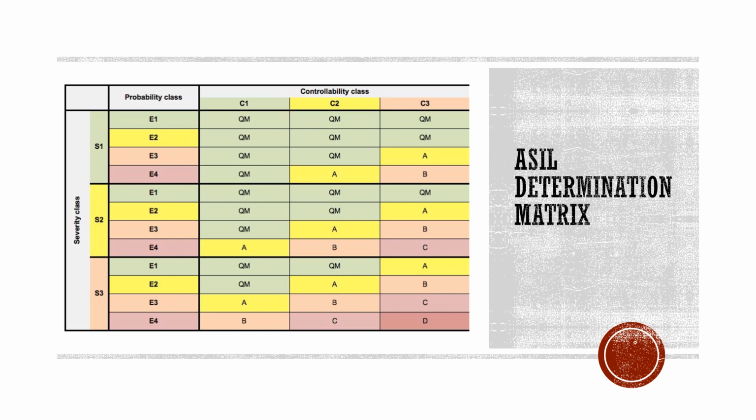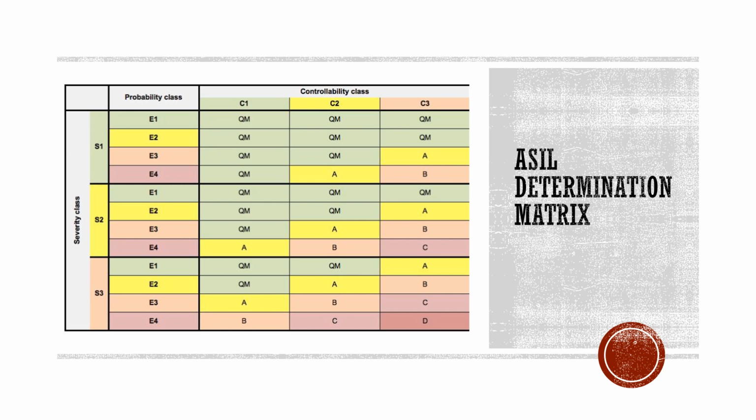So when do you get ASIL D? When severity is S3, exposure is E4, and controllability is C3, then you will get D. Let us look at another example. When do we get ASIL B? When S1 is the severity, E4 is the probability of exposure, and C3 is the controllability, then you will get B. You got this, right? So that is how we determine the ASIL levels.